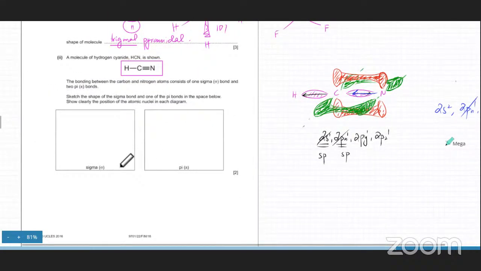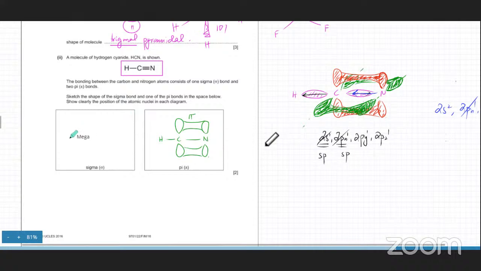And although you can't be expected to sketch this because that would be too difficult, it's a three-dimensional molecule. So they're probably just going to look for this: that you draw an HCN molecule, and you just show a pi bond between the C and the N. That's it. And you're going to label that. And there are actually two pi bonds. There's going to be another one which would be coming out of the page and going into the page.